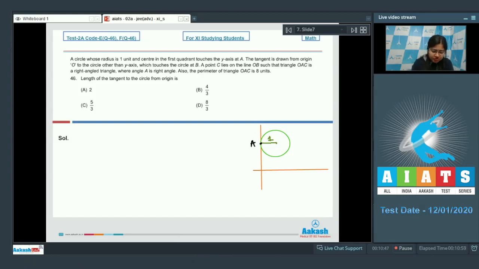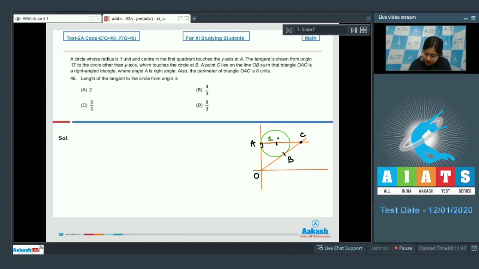A tangent is drawn from origin O to the circle. Let us say this is the tangent other than the y-axis. So this point is O and this is the tangent. It touches the circle at B. A point C lies on the line OB such that triangle OAC is a right angled triangle. So let us join this line. So we say that this is point C and this is a right angle triangle where angle A is right angle. Also the perimeter of triangle OAC is 8. So we have to find the length of tangent to the circle from origin.